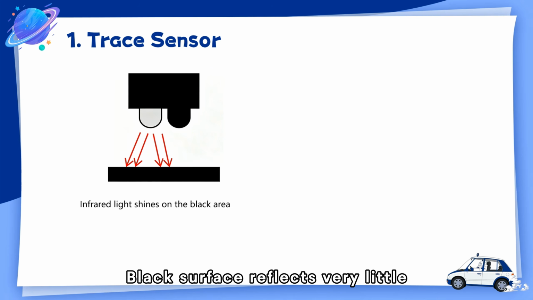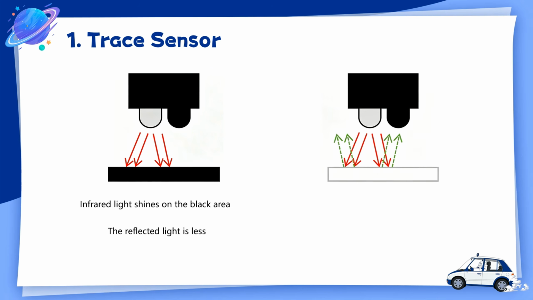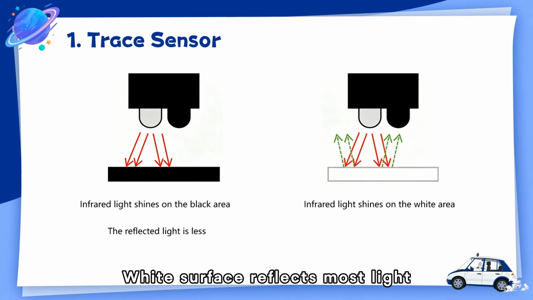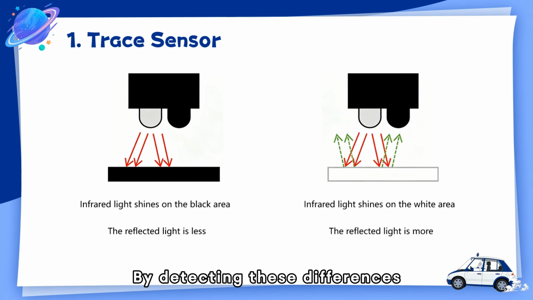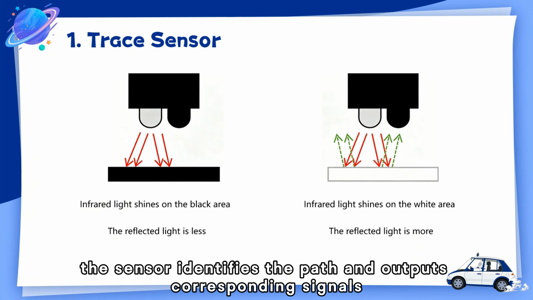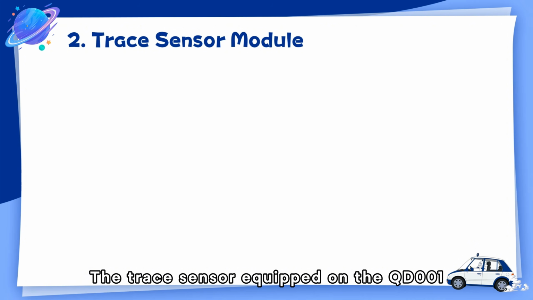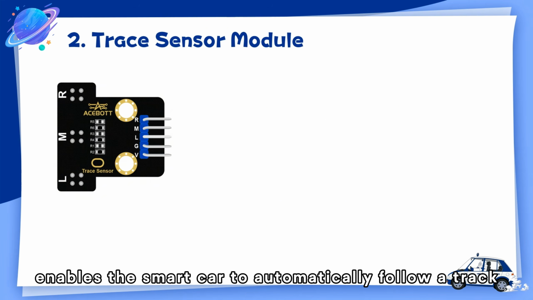Black surface reflects very little. White surface reflects most light. By detecting these differences, the sensor identifies the path and outputs corresponding signals. The trace sensor equipped on the QD001 enables the smart car to automatically follow a track.